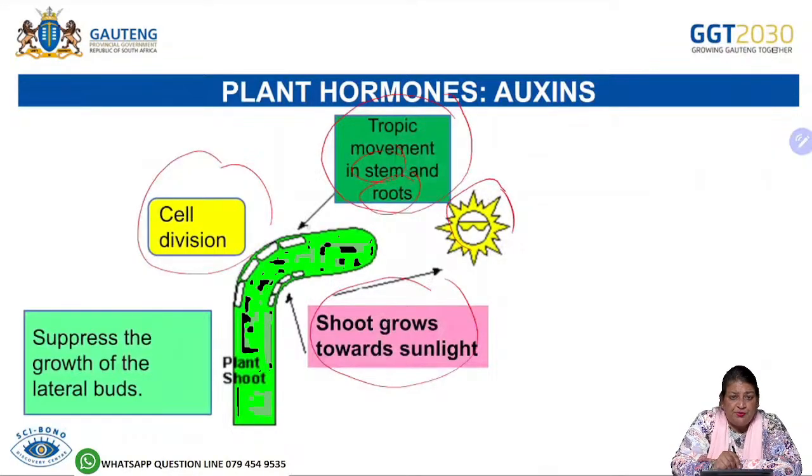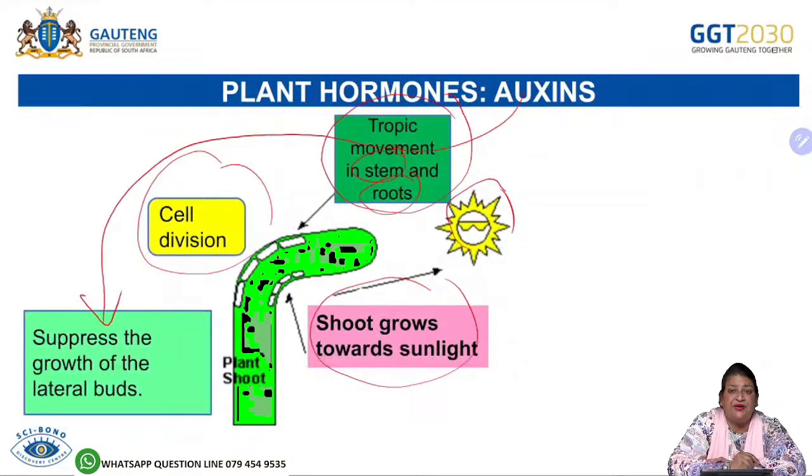And then also auxins, when they are present at the stem tip, will inhibit or suppress lateral branches. So when auxins are present at the tip of the stem, they will promote upward growth and inhibit sideward growth. As long as auxins are present in the tip of the stem, they will suppress or inhibit lateral branches from growing.